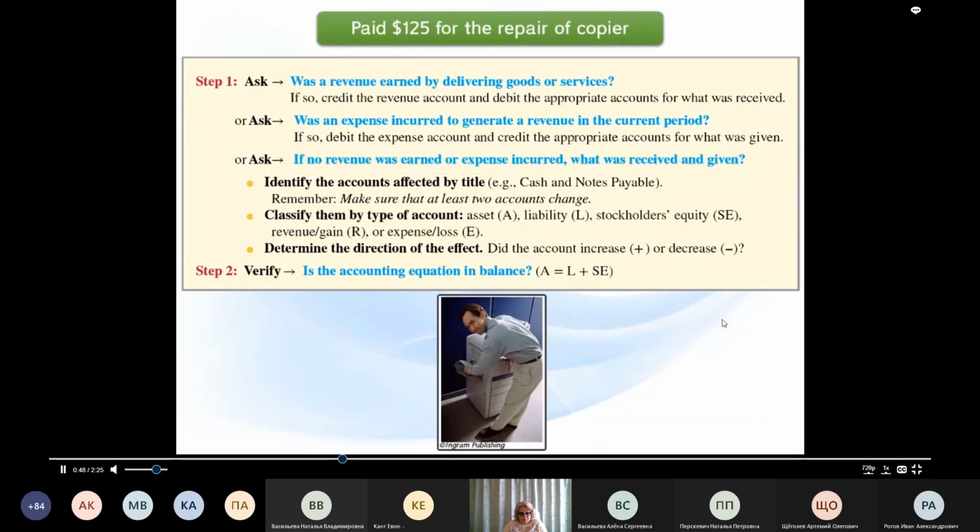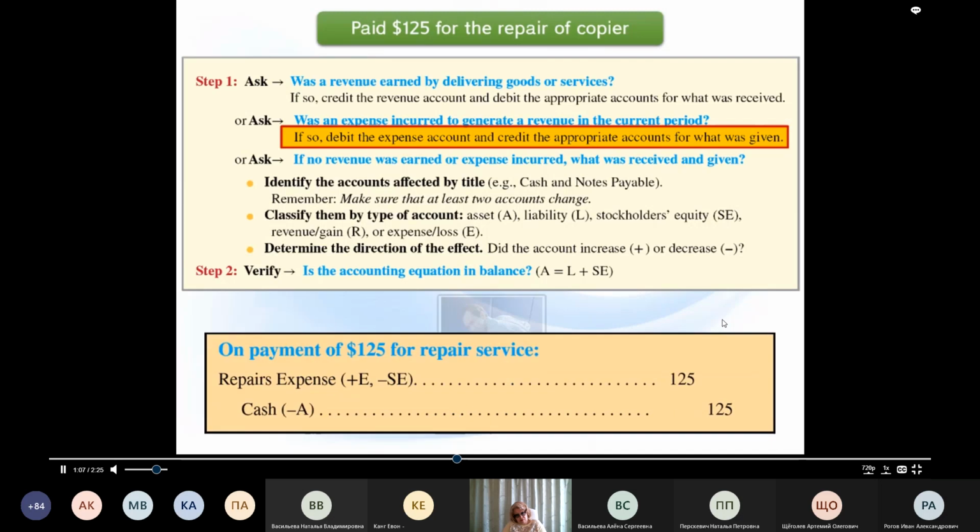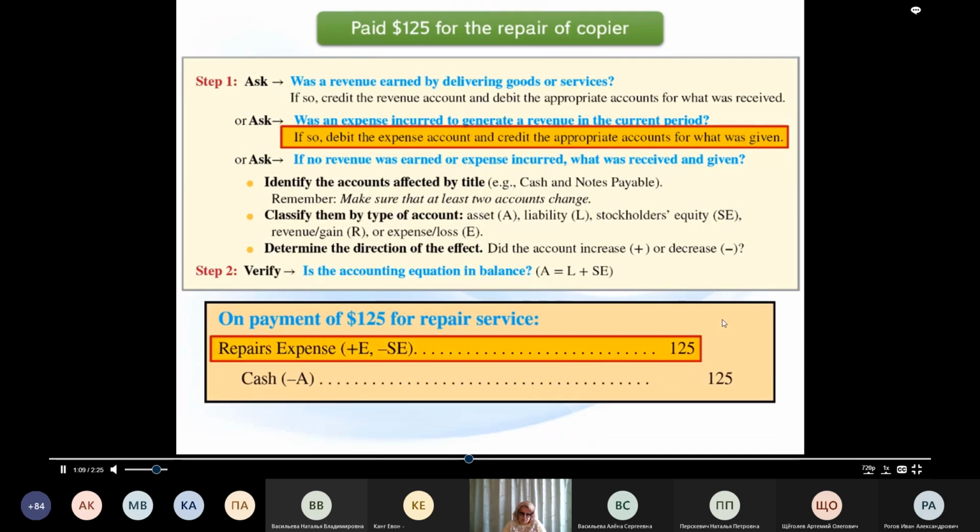Now, let's assume that the company pays $125 for the repair of its copier. Again, let's start by asking whether or not a revenue was earned by delivering goods or services, or an expense was incurred to generate revenue in the current period. This time the answer is yes, an expense was incurred. With this in mind, the entry to record this transaction includes a debit to repairs expense to increase that expense account, and a credit to cash to decrease that asset account.